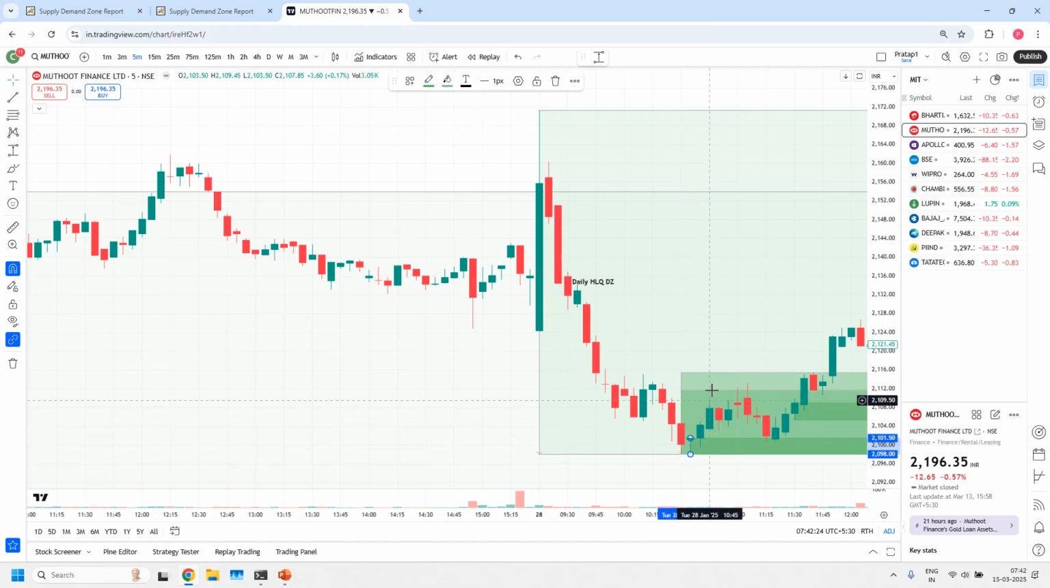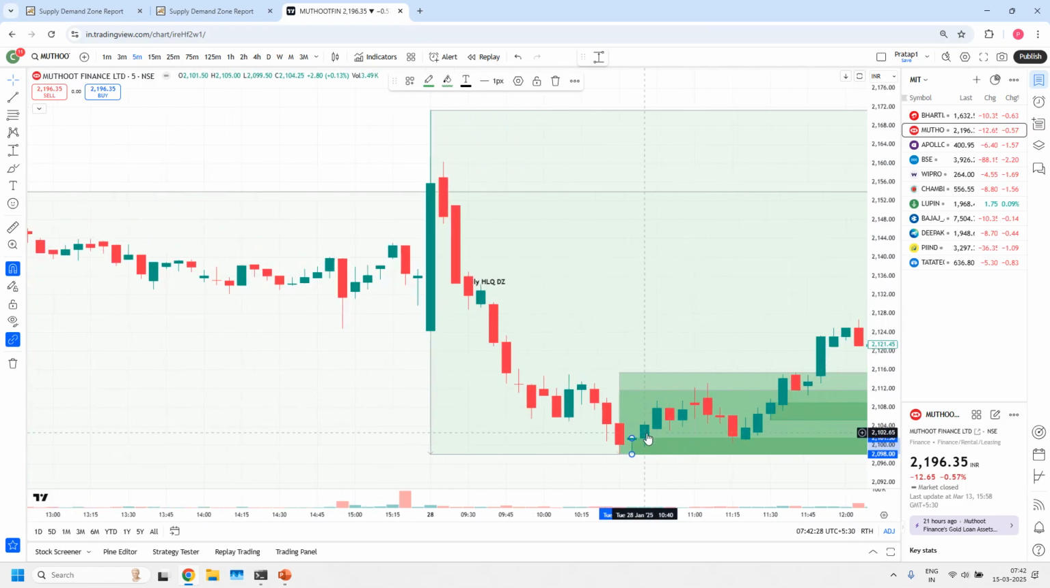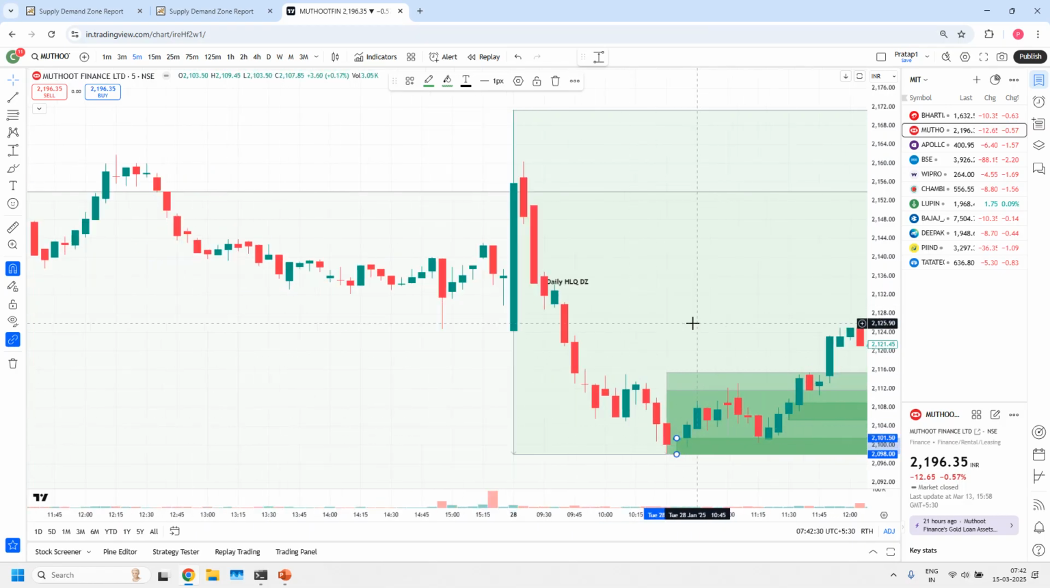Drop, base, rally, follow through. This is the imbalance started. But technically, you feel this is a medium size part of the base. But if you think imbalance point of view, imbalance started from this candle and this is the actual leg out. But this is the actual origin.